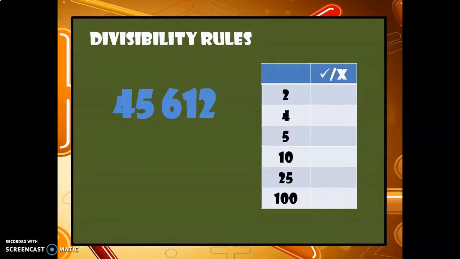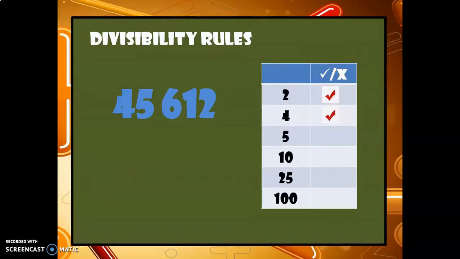Okay, let's start with the first one, divisibility by 2. Yes, that is divisible by 2. That's correct. What about divisible by 4? Yes, absolutely, you are correct, because the last two digits are actually 12, or 1 and 2, which is divisible by 4.